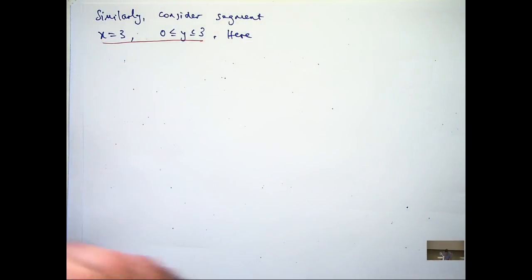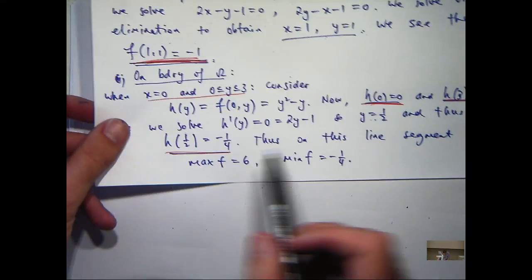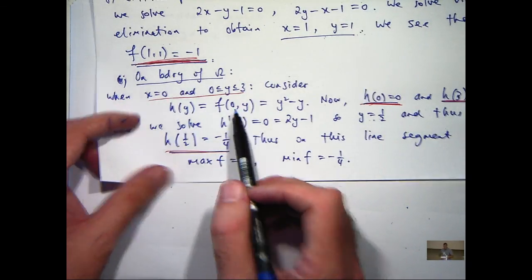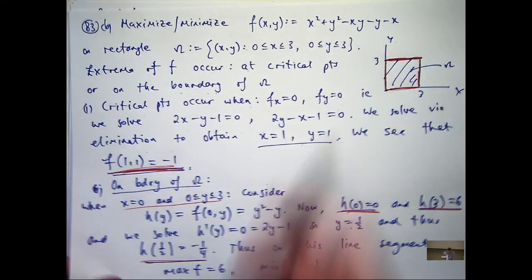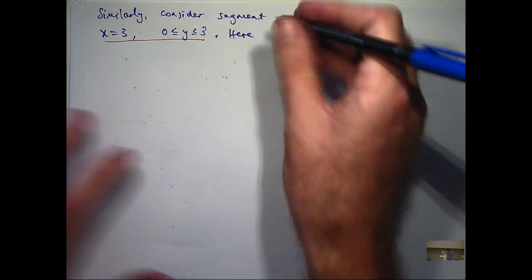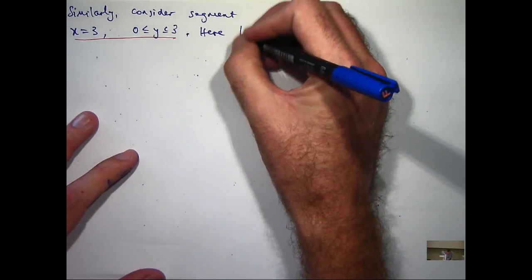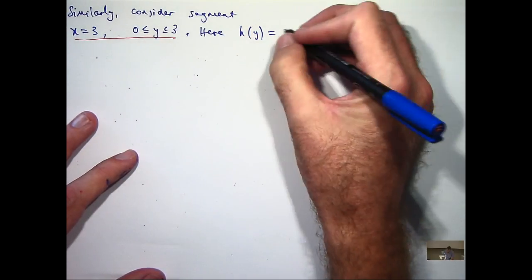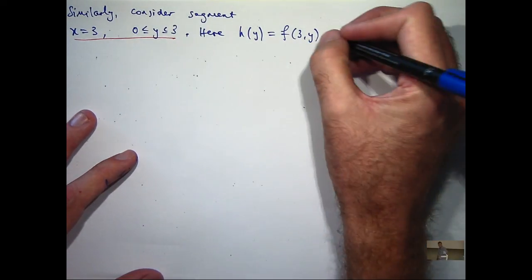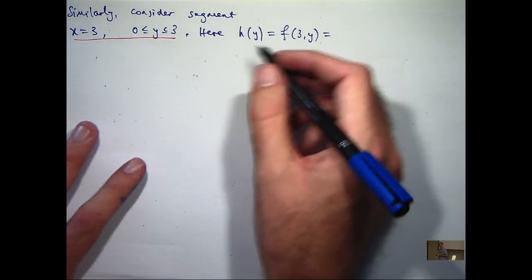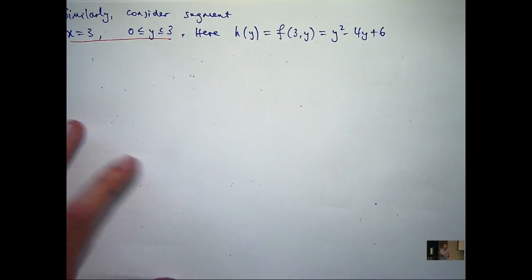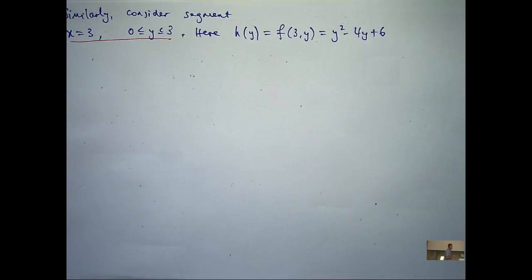So here, let's form a function similar to what we had here, but instead you're going to get a 3 and a y there. So you go up here, plug in x equals 3, and you'll get a new function. I'm going to slightly abuse the notation by using h again. If you don't like it, then you can just change it. So if you put in x equals 3, you'll get this. So now I've got another function of one variable.